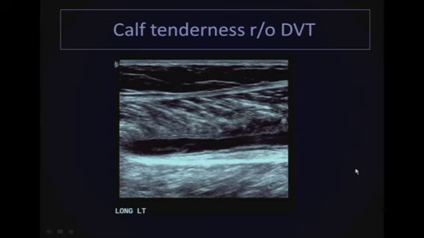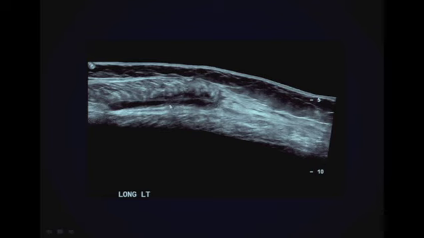Here is a patient who presented with calf tenderness, and the history was to rule out DVT. She did not have any DVTs, but you do see that where she points to tenderness is a fluid collection. Now, one of the nice things with ultrasound is that you can do a panoramic view and get a better idea of where you're looking at the structure.